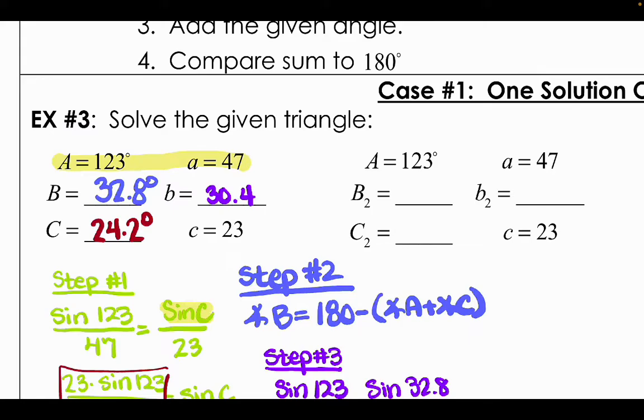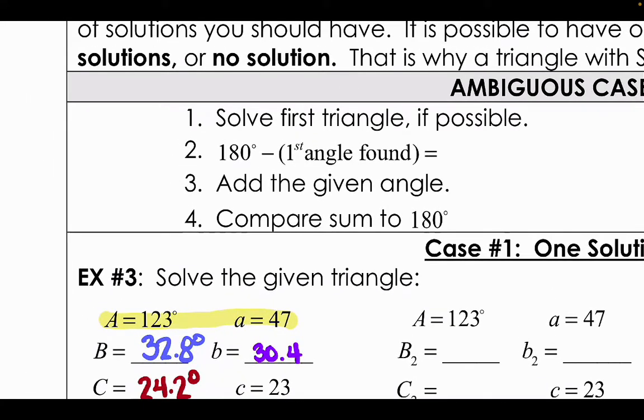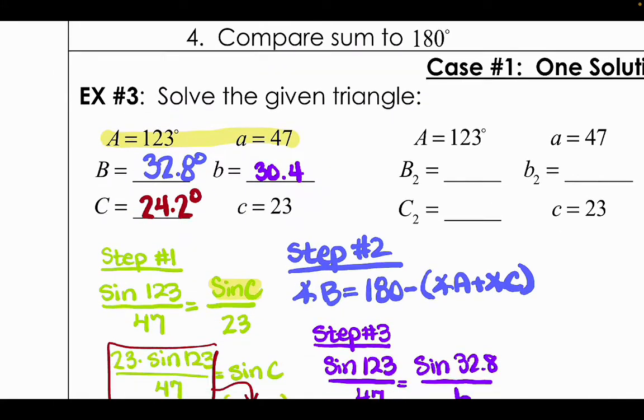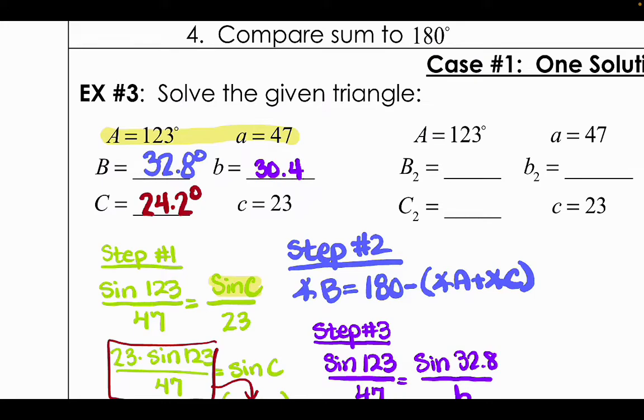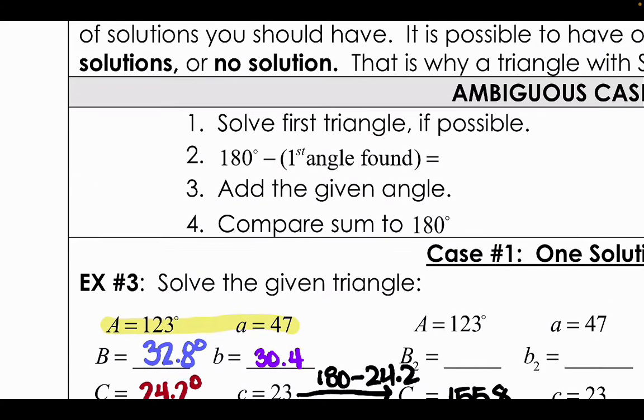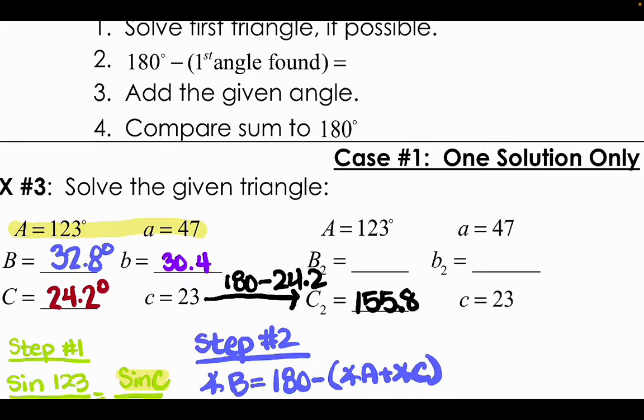Good. Now, as far as the second triangle, up at the top, we only did step 1, right? Solve the first triangle. So we're there. Now, it says take 180 and subtract from the first angle that we found. So the first angle that we found was C. Okay? So I'm going to take 180 and subtract 24.2. So do that for me. 155.8. Okay?